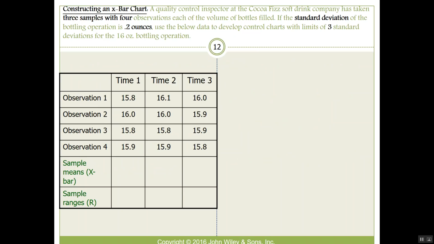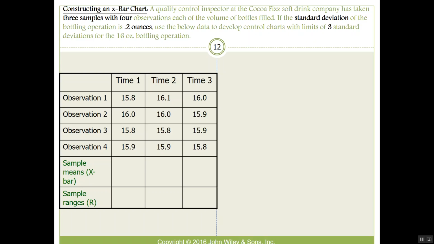The example that we will use for both types of charts is this one. So let me read this. A quality control inspector at the Cocoa Fizz soft drink company has taken 3 samples with 4 observations each of the volume of bottles filled. If the standard deviation of the bottling operation is 0.2 ounces, use the below data to develop control charts with limits of 3 standard deviations for the 16-ounce bottling operation.